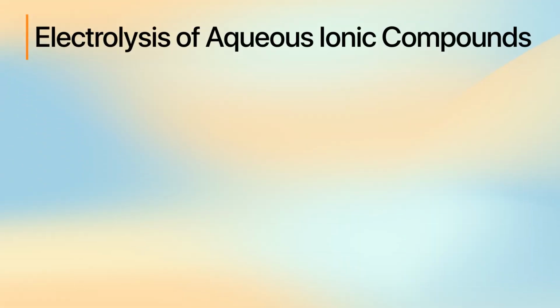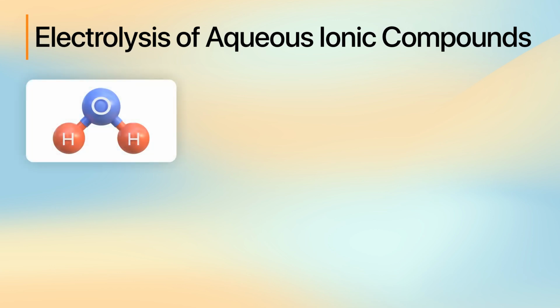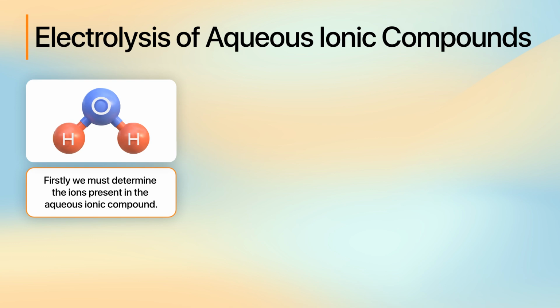Let's dive into the main body of our lesson and learn how to predict the products of electrolysis of aqueous solutions. The process for identifying products for aqueous solutions is quite similar to the process outlined in the previous lesson on molten ionic compounds. The one difference is that you need to remember the existence of water molecules. Firstly, we must determine the ions present in the aqueous ionic compound.